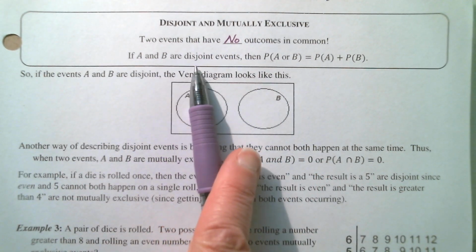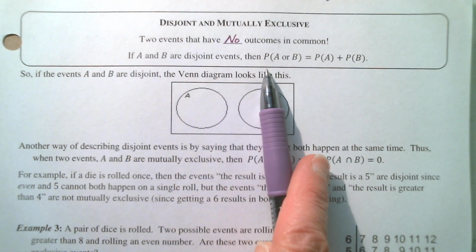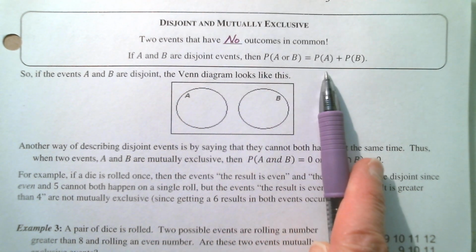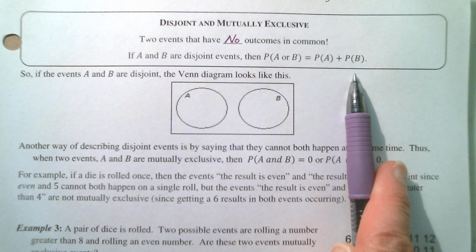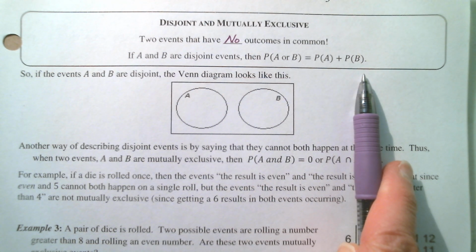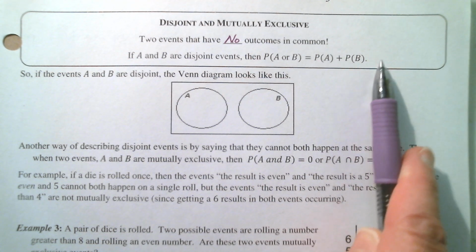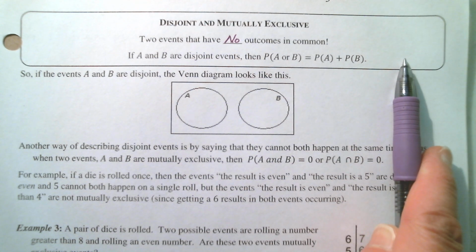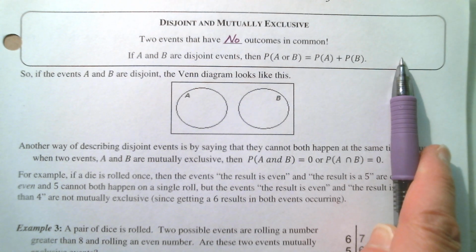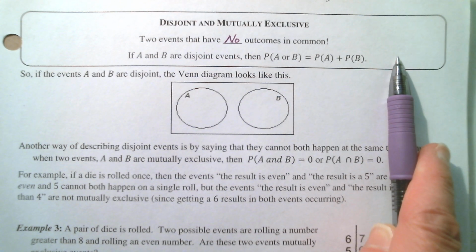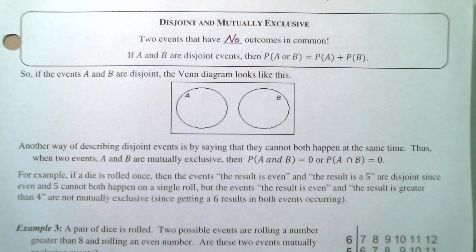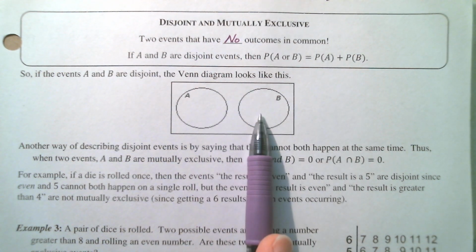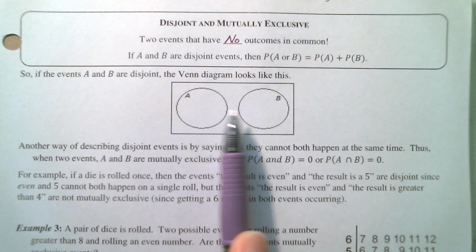If A and B are disjoint events, then the probability of A or B is equal to the probability of A plus the probability of B. Because minus the probability of A and B, well, they have nothing in common, so the probability of A and B would be 0. So if the events A and B are disjoint, the Venn diagram looks like this. There's no overlapping region. They have nothing in common.